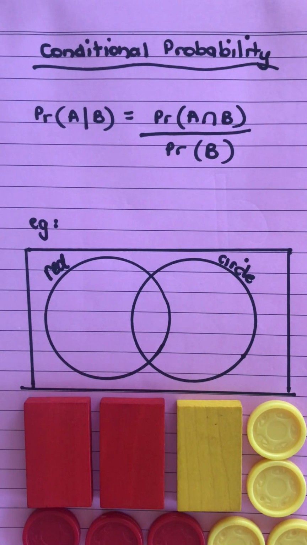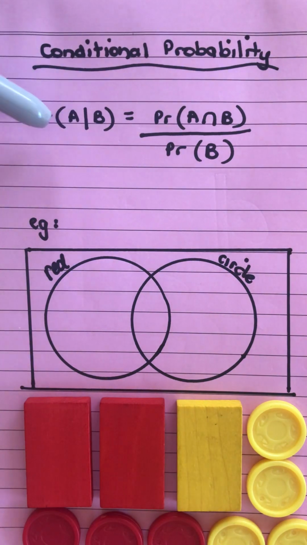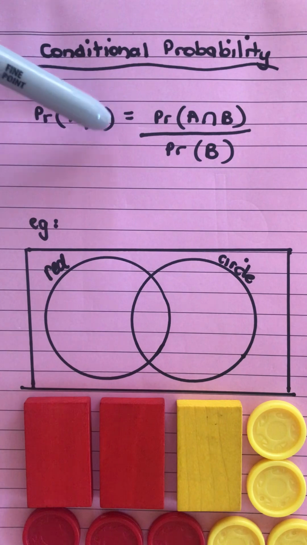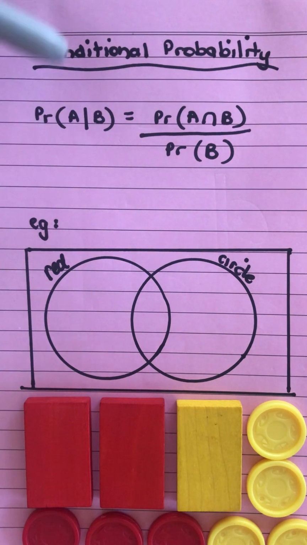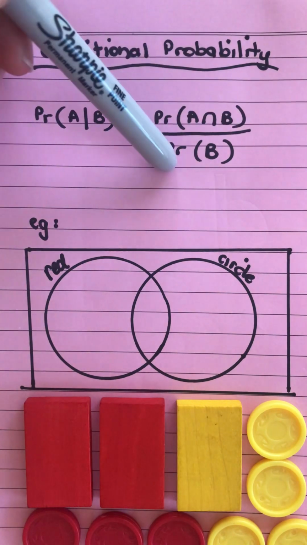Okay, this video is looking at conditional probability. Now, we have a rule for conditional probability where we have this symbol with a line coming down here. So we say this as the probability of A given B. So given that B has occurred, what's the probability of A occurring? Now, our rule for it is the probability of A and B over the probability of B.